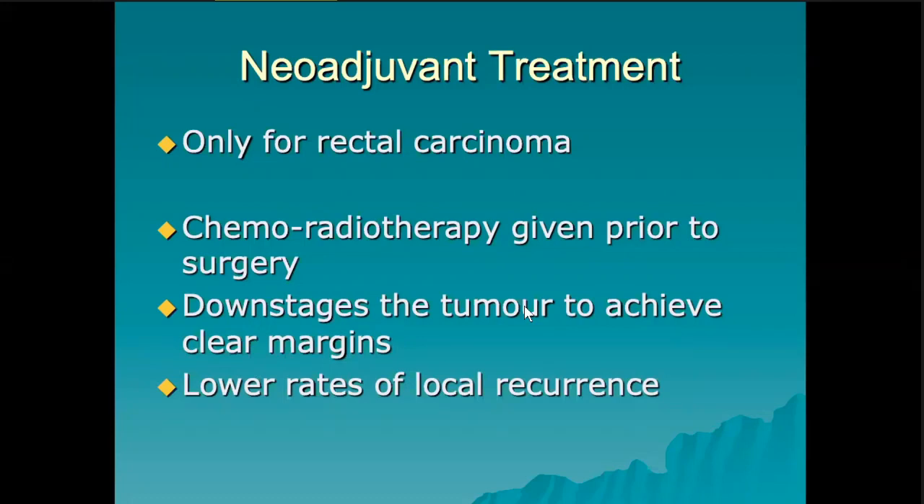Neoadjuvant means before the main modality of treatment. The main modality of treatment is surgery, so this is before surgery. You would give them a combination of chemotherapy and radiotherapy to shrink the tumor, to make it smaller, and to give you a clear margin when you go in for surgery. Okay. So what this does is actually downstage the tumor to achieve a clear margin, and you have a lower rate of local recurrence. Okay.